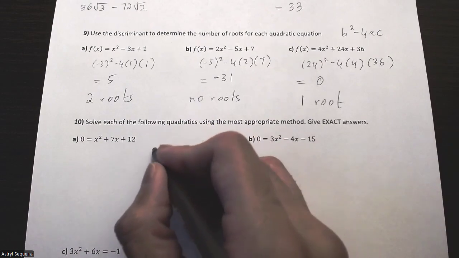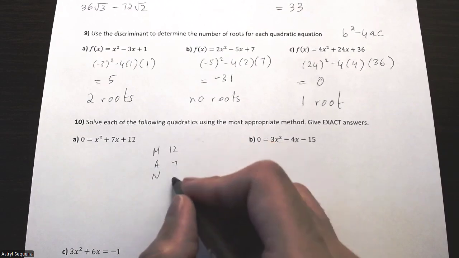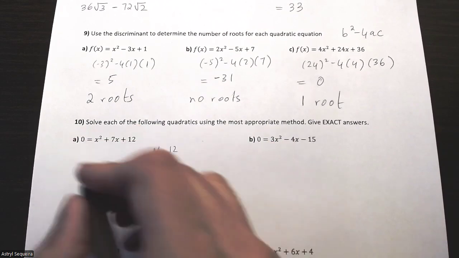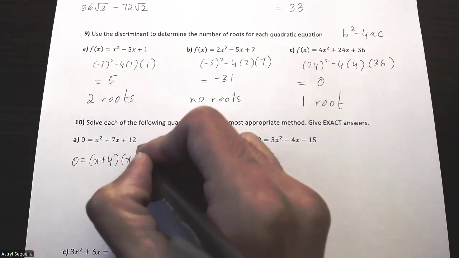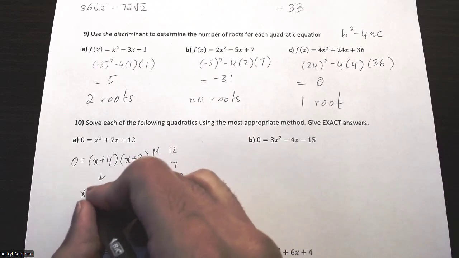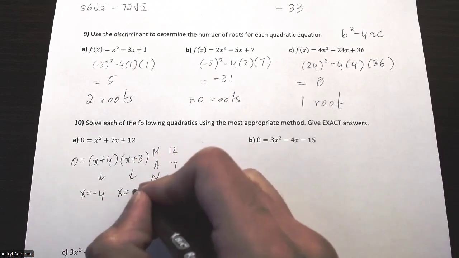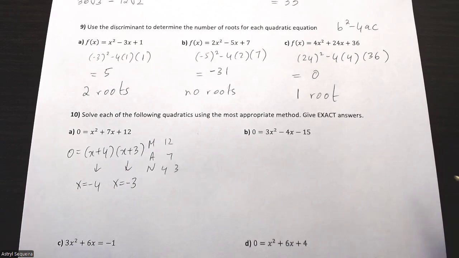So first one here, I'm just doing my man method. 1 multiplies to 12, adds to 7. That's just 4 and 3. It's a simple trinomial. I can write it in factored form instantly. And then I'll just get x equals negative 4, x equals negative 3 as my solution.